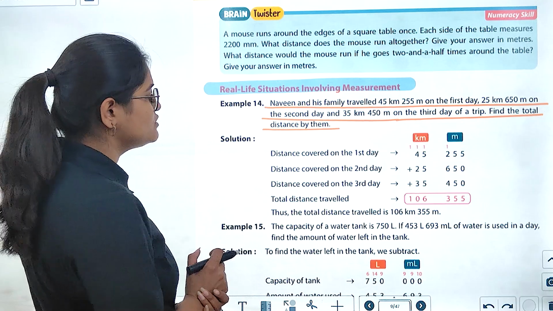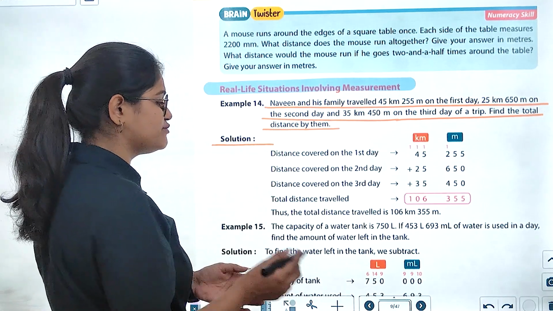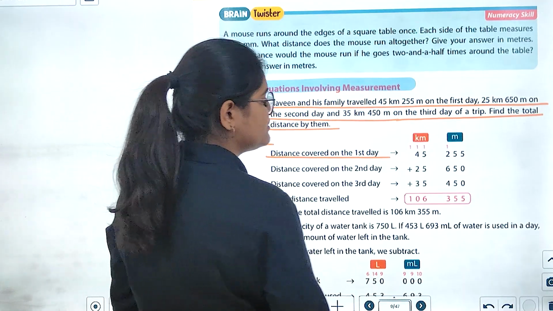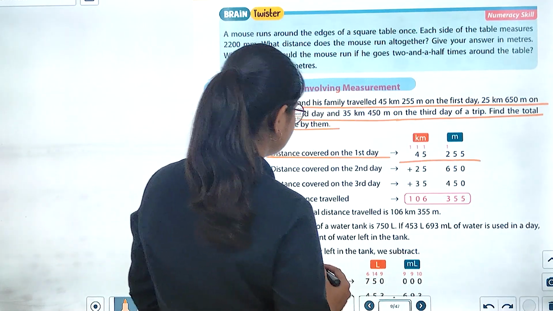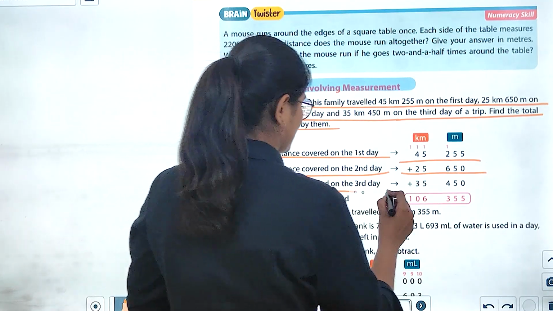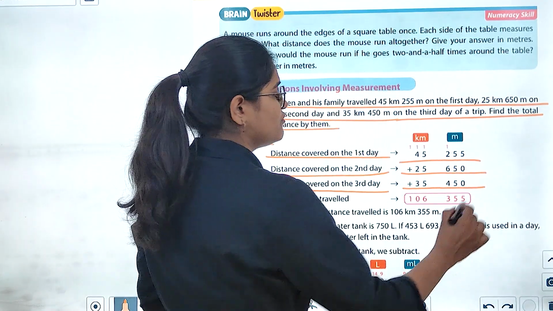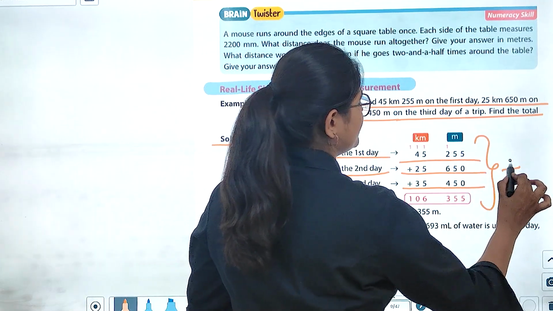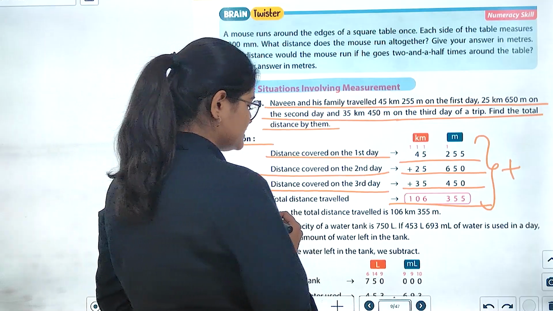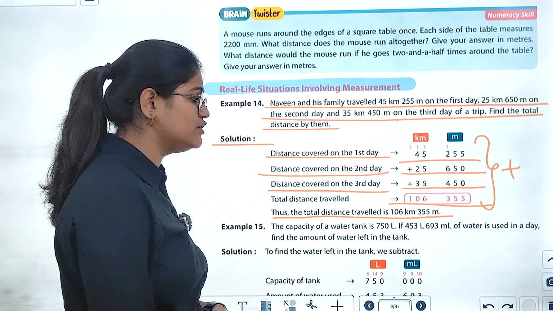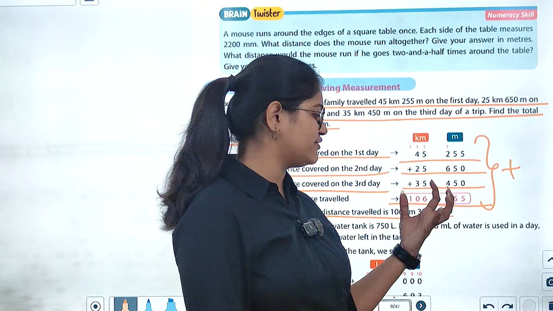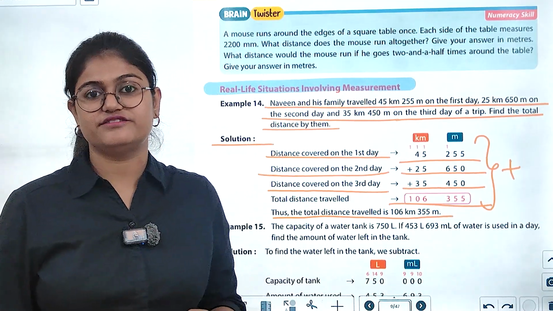So how we can do this is, यहाँ पर दिया गया है. सबसे पहले we are going to write distance covered on first day, right, distance covered on second day and distance covered on third day. Then we are going to add these 3 distances and hence at the end we get the answer. So thus the total distance traveled by the family is 106 kilometers and 355 meters. Right?